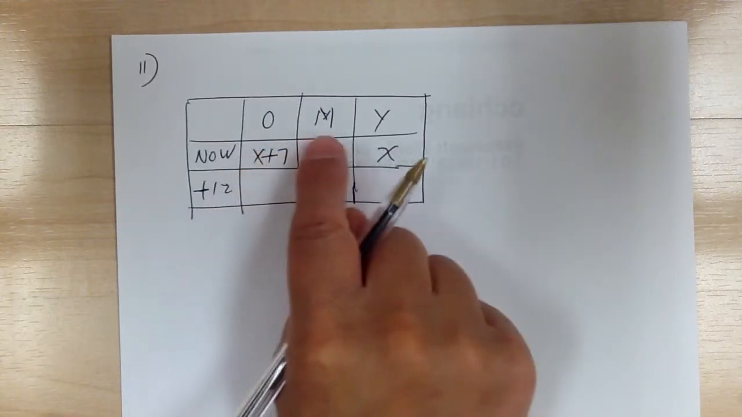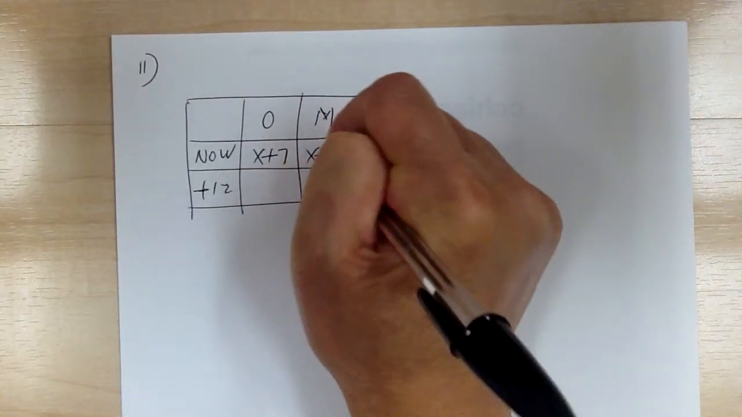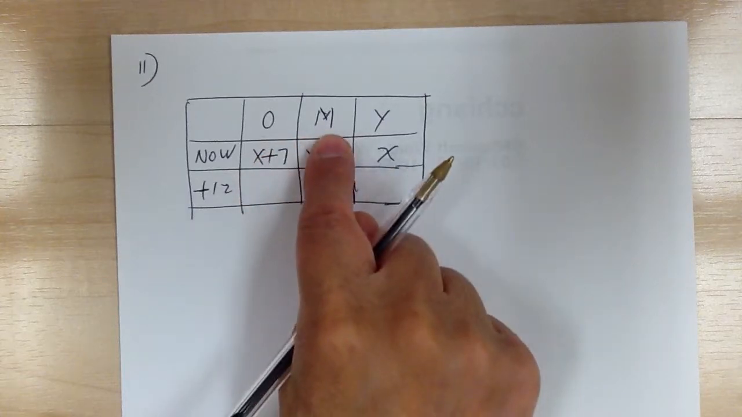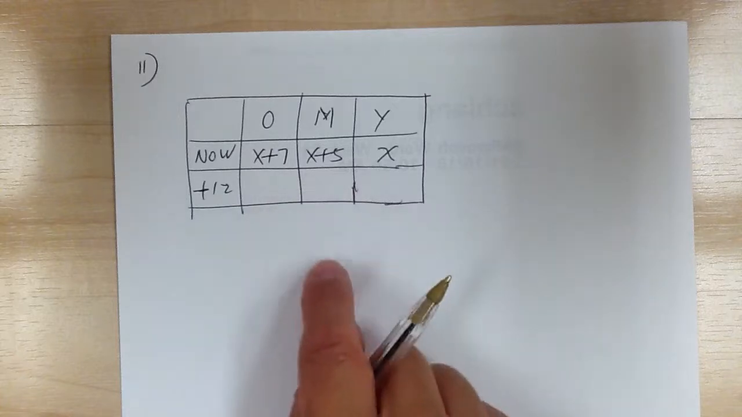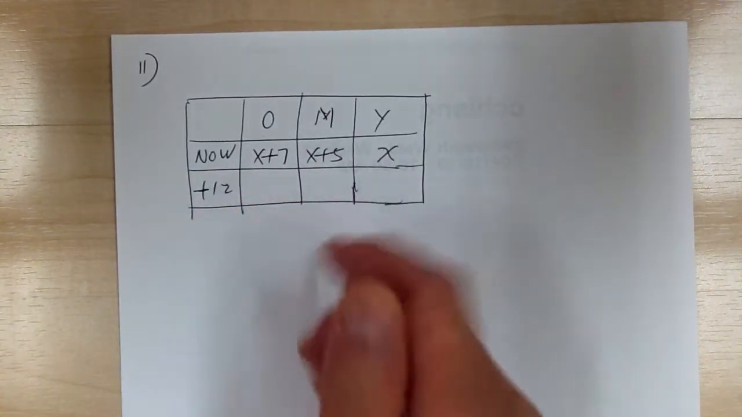So this is 2 years older than the middle, that means x minus 2... so it would be x plus 5. So you have to do some thinking. Okay? So again, this is 2 years older than the middle. So if this is plus 7 and it's 2 years older, it will be plus 5. Right? So after that, you can use this information to complete the table.